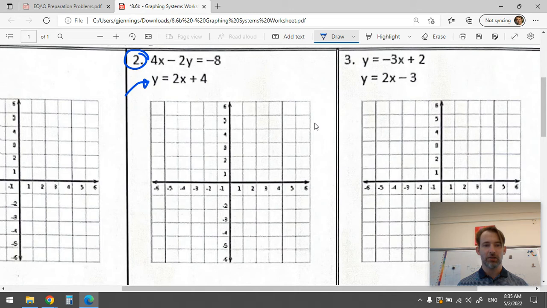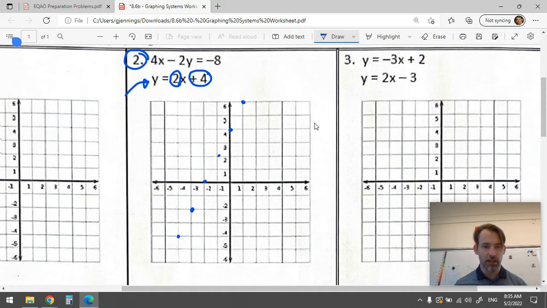I know that its y-intercept is up here at 1, 2, 3, 4. How do I know that? Because when x is 0, y is 4. And then I am going to use the slope here to put some more points on. That would be over 1 up 2, back 1 down 2, back 1 down 2. And then that would give me a line that goes smoothly through here.